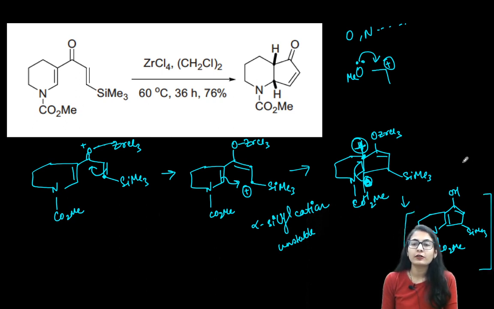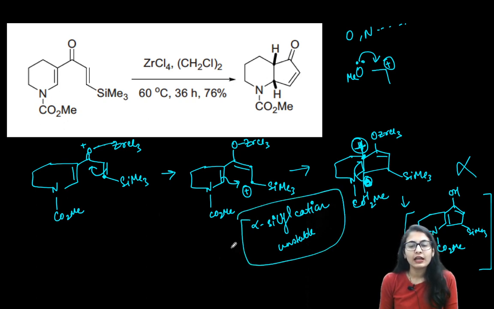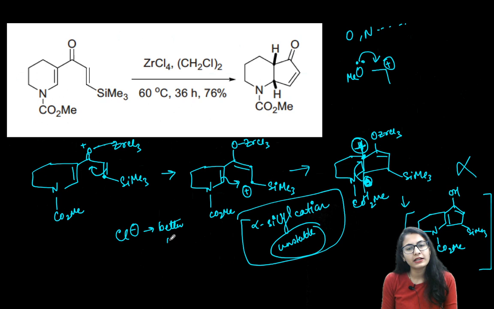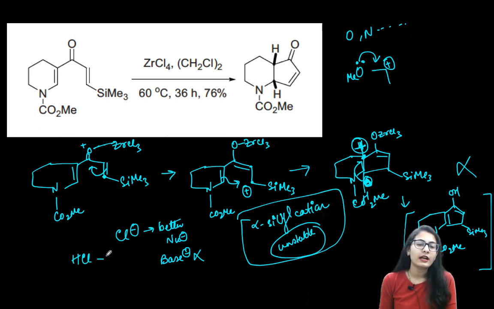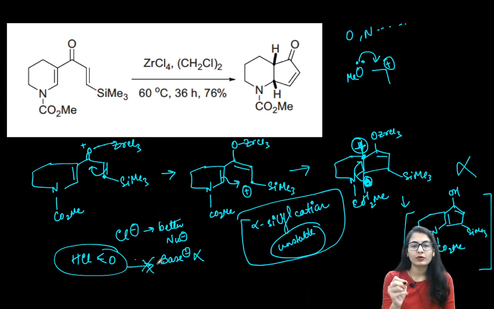This product is definitely not forming because first of all, it goes through an alpha silyl cation, which is very unstable. The second thing is desilylation is more preferred as compared to deprotonation, since you have Cl minus as a free anion, and it is a better nucleophile as compared to a base. It is not a good base because the pKa of HCl is very low, less than 0. So it cannot be a good base. That is why deprotonation does not happen and desilylation happens.